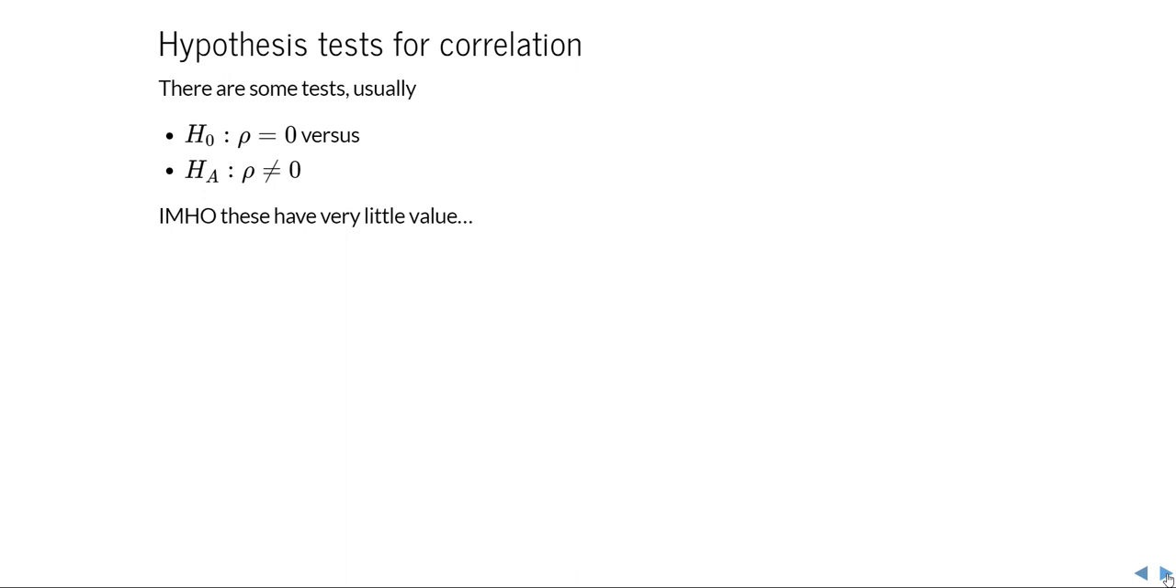And the reason I think this has little value is all you're doing is saying correlation is not 0. And there are far more interesting things to know about correlation than that it's definitely not 0. Because who cares if you've got a very, very tiny correlation that's not 0? What you want to know is, is it a big correlation, is it a small correlation? And that's not what the test is telling you. So I don't think they have any value, but partly to practice the logic of tests, we'll have a quick look at this.